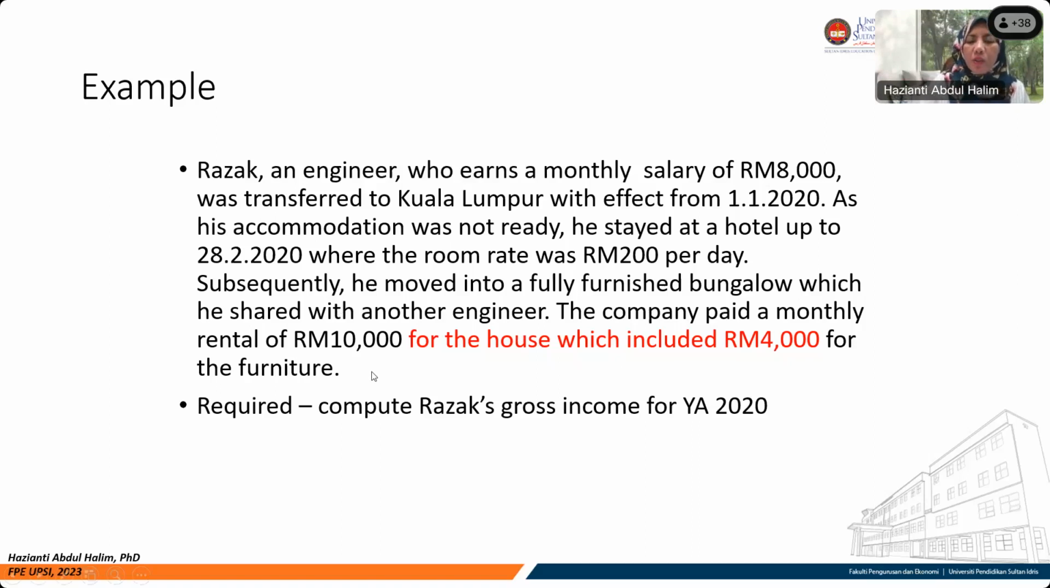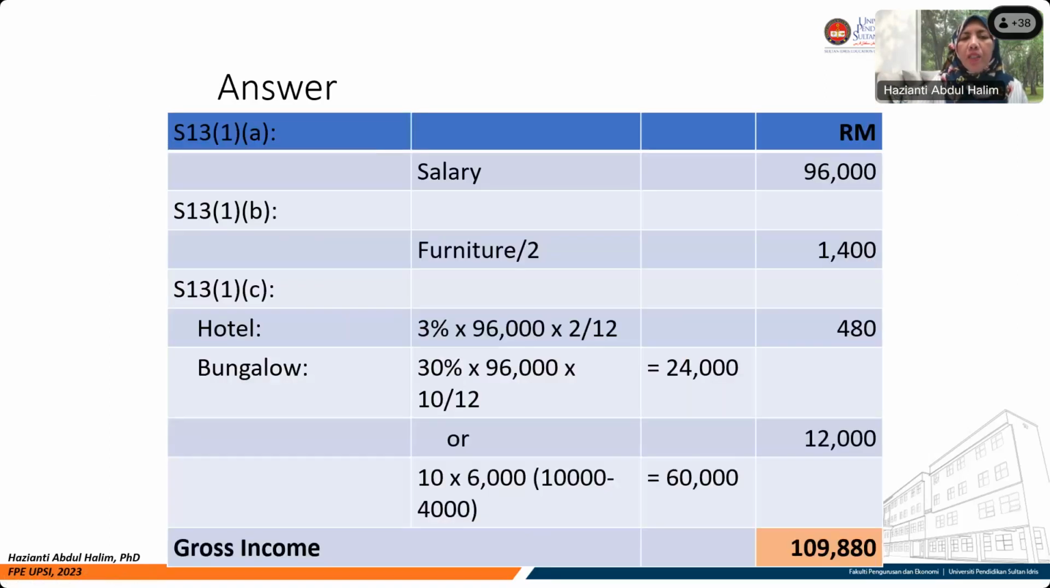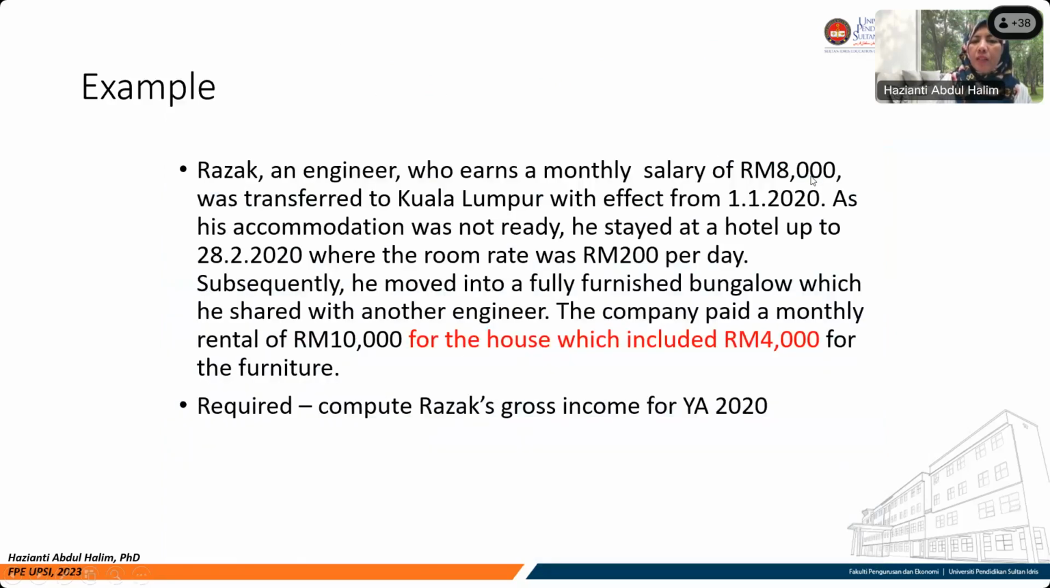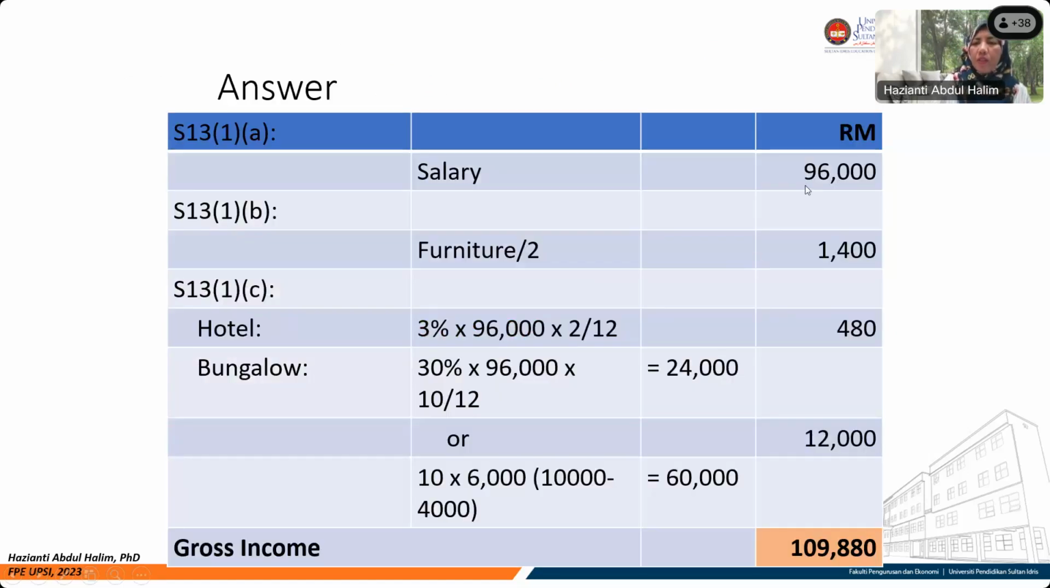Right, again, you should present your answer in a table like this. Ataupun tak nak buat kotak pun tak apa, cuma susun ikut section. Alright, section 31A, salary dia 8,000 per month. Darab lah 12 sebab dia transfer daripada 1st January. So 8,000 times 12, that will give us 96,000. Section 13.1B, dia ada furniture and they share berdua. They share rumah tu kan, berdua.